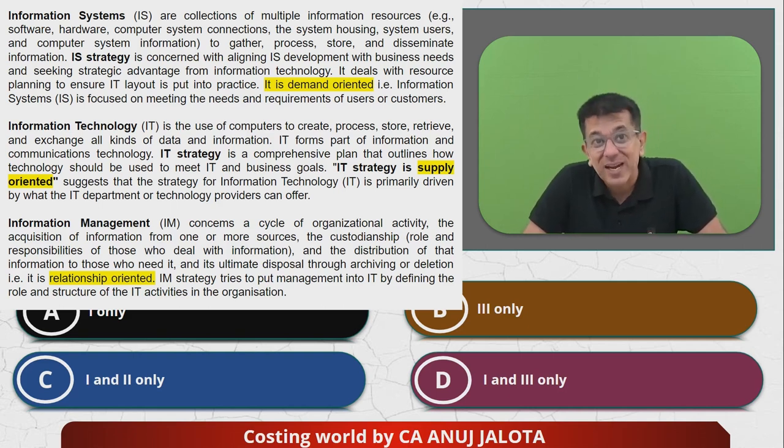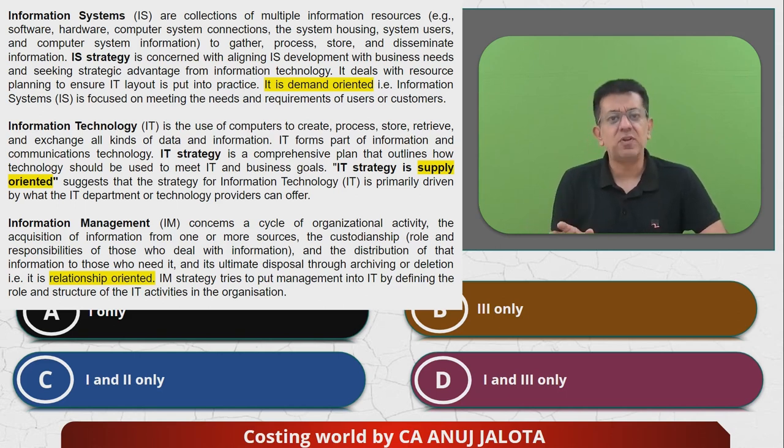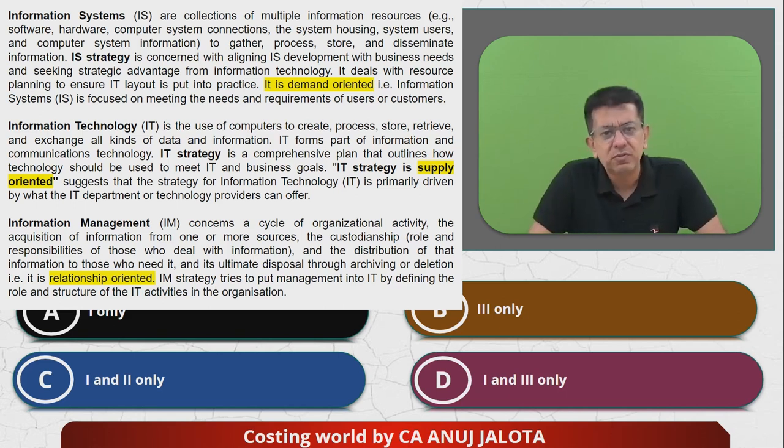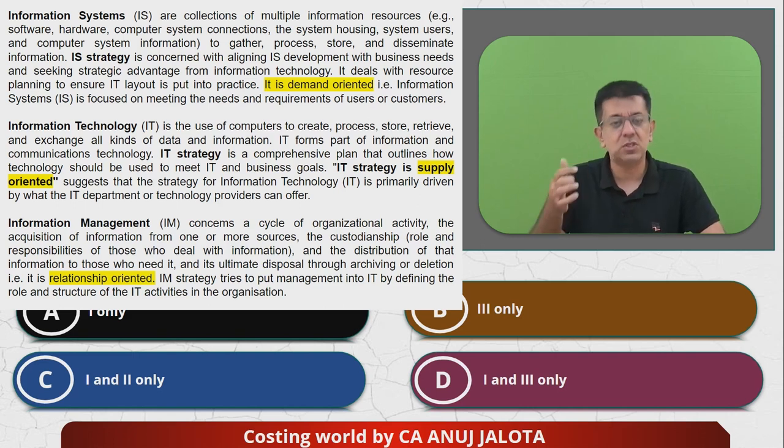Information system strategy is concerned with aligning information system with the business needs. Now, you all will understand every business will have a different need. So through information system, we think about what the company wants and how we can satisfy that need in relation to the information. It deals with resource planning and putting IT layout into practice. I'll come back to this further.